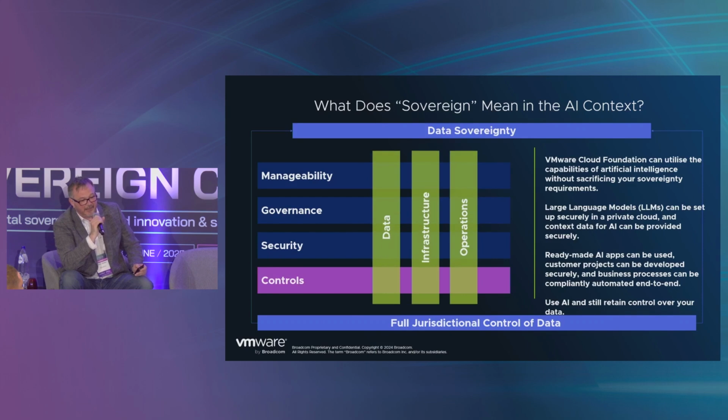And just to build on that, you can see here the verticals and the horizontals. You've got the manageability, governance, security controls, the data, infrastructure, and operations. All aspects of data, infrastructure, and operations require sovereignty. And from a manageability perspective, governance, security, and a controls perspective.